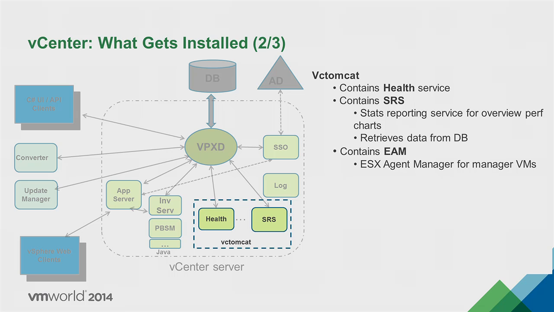In addition, it also has the ESX Agent Manager, or EAM. If you've ever deployed something like vShield, you know that it has agent VMs that have to be treated differently from other VMs in your system. They need different policies, and the ESX Agent Manager is responsible for keeping track of those special VMs. So those things are all housed within VC Tomcat. So that's part 2 of what gets installed when you install the vCenter server.